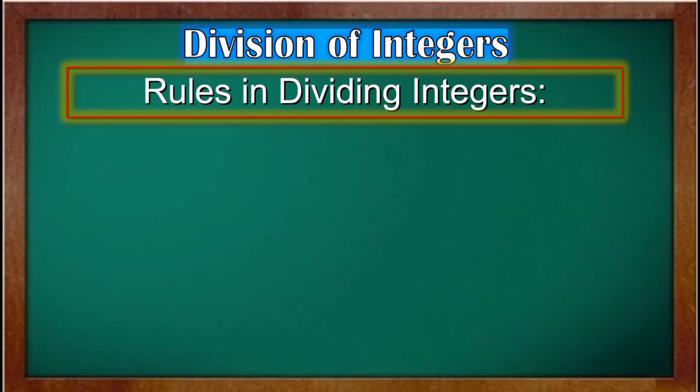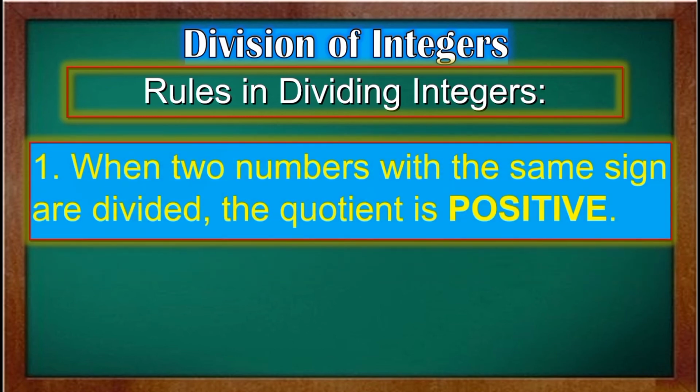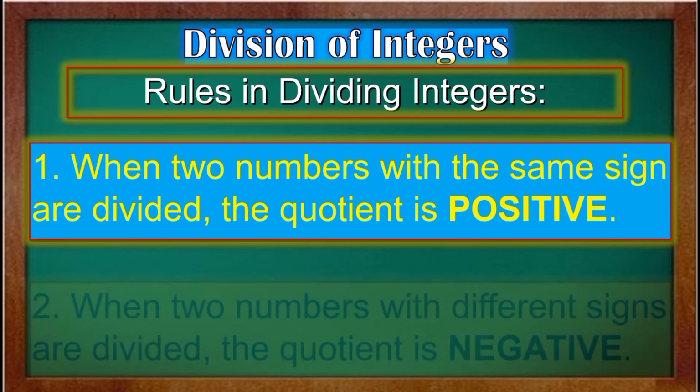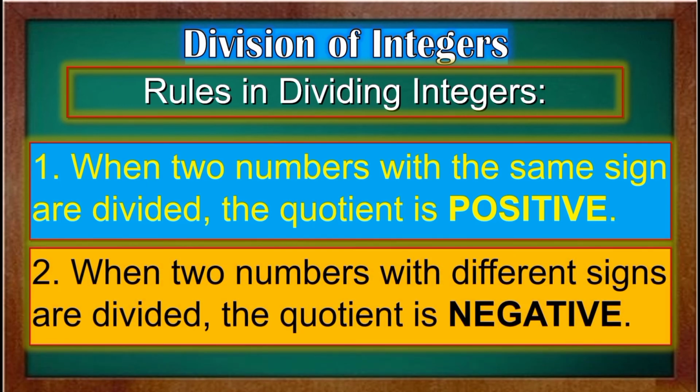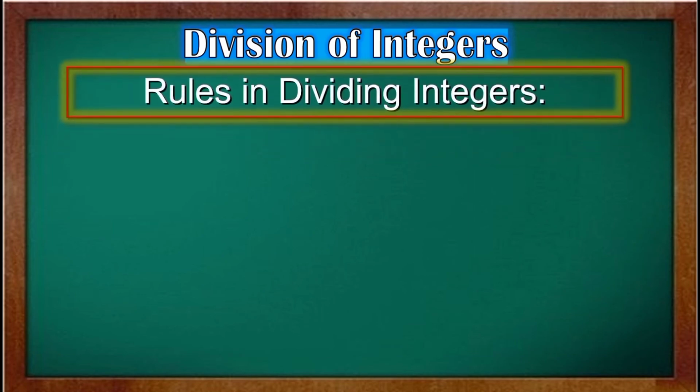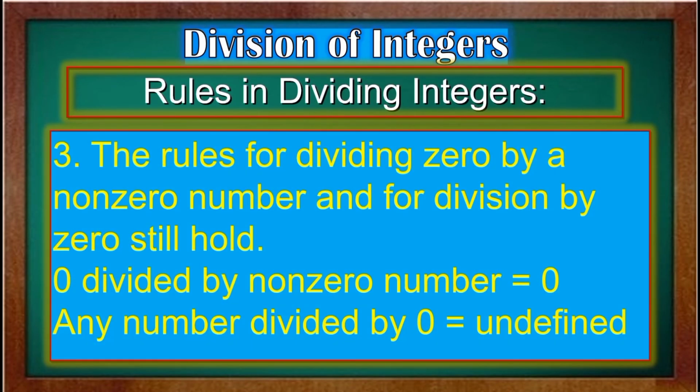Rule number 1 is when two numbers with the same sign are divided, the quotient is positive. Then rule number 2 is when two numbers with different signs are divided, the quotient is negative. Rule number 3, the rules for dividing 0 by a non-zero number and for division by 0 still hold. 0 divided by a non-zero number is equal to 0. Any number divided by 0 is undefined.